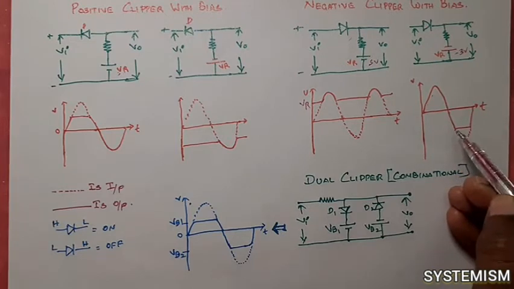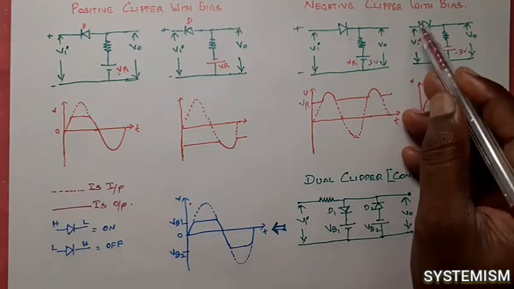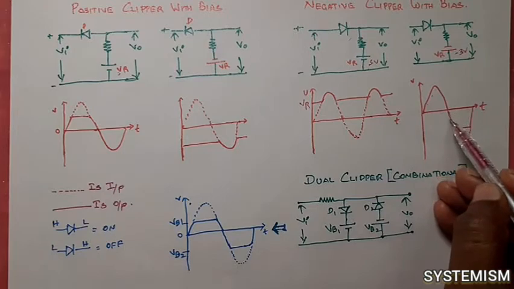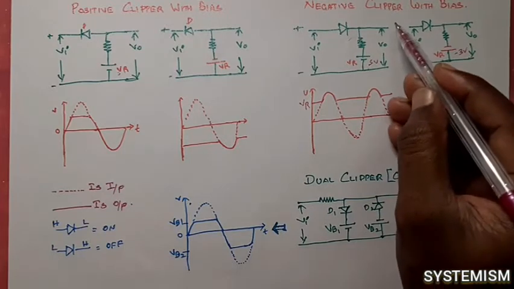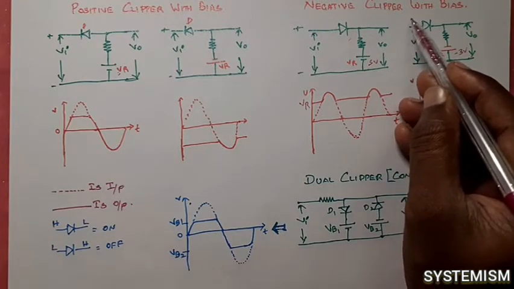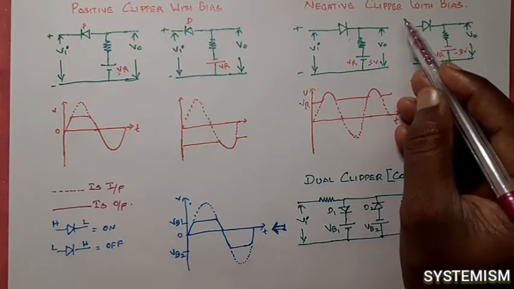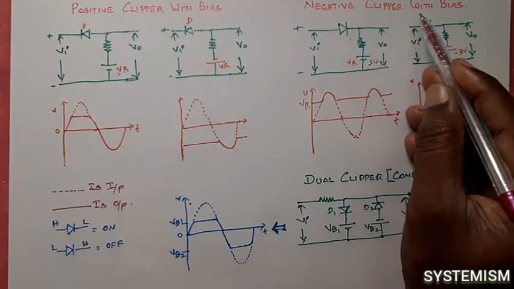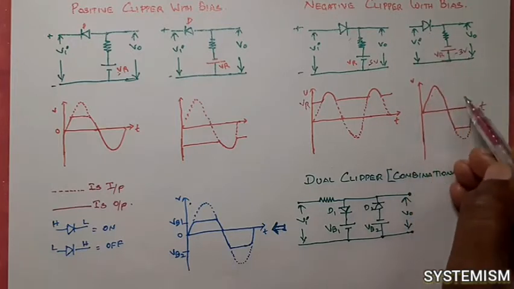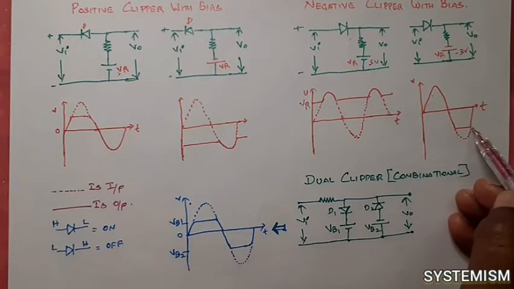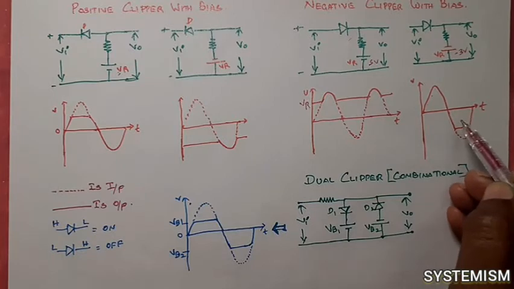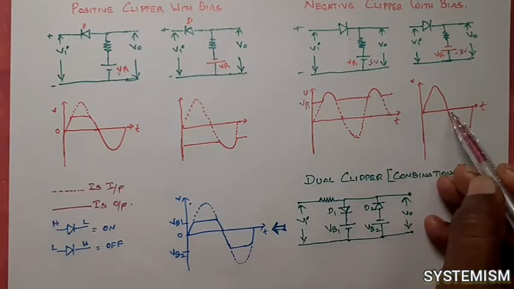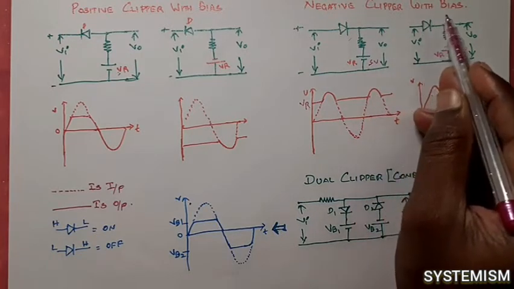But when your input signal goes after 0, minus 1, minus 2, after minus 3, if your signal on this side is beyond minus 3 volt, here minus 4 and here minus 3, then automatically this diode becomes off, so you will not get any output after that. That is why we get these types of output from a negative clipper with bias.